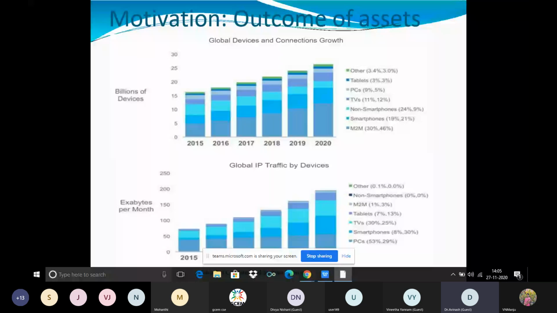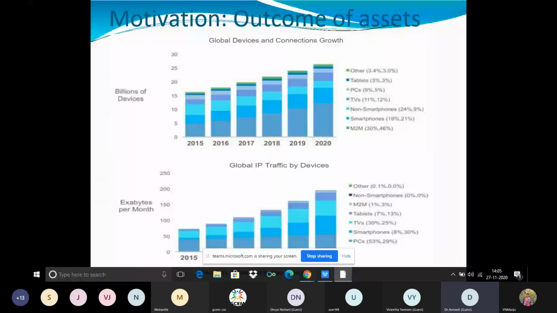Now when we talk about the number of exabytes, that is the IP traffic which is happening through the devices, it has gone from 0 to more than 250 exabytes per month. That means the personal computers are using around 29% of the exabytes per month. Smartphones are using more than 30%. That means nowadays we are doing more communication, and we are using more smartphones rather than the personal computers.